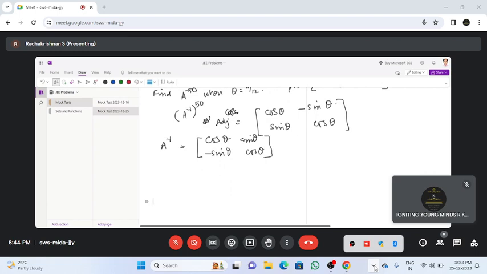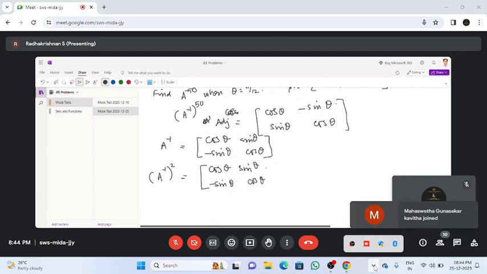Now we have to find out the 50th power of this one. Okay, so let's see, inverse square பண்ணி பார்ப்போம் first. It's got a special property. This matrix, you would have seen in your book. It is a special type of matrix. Let's try to square it.